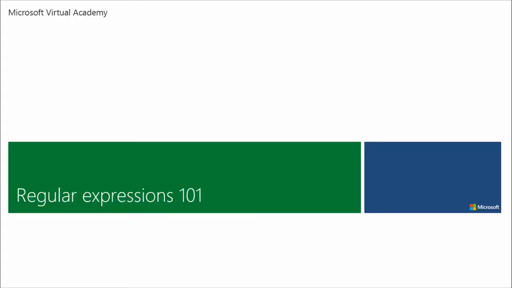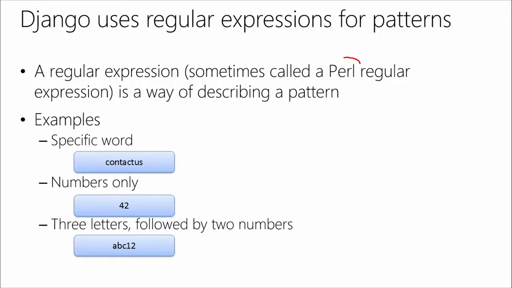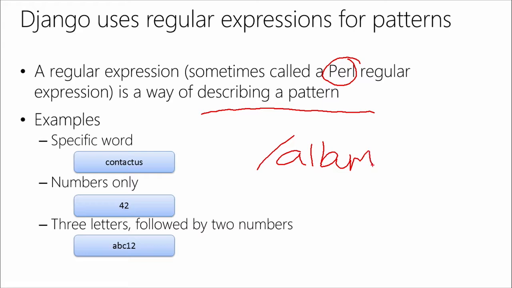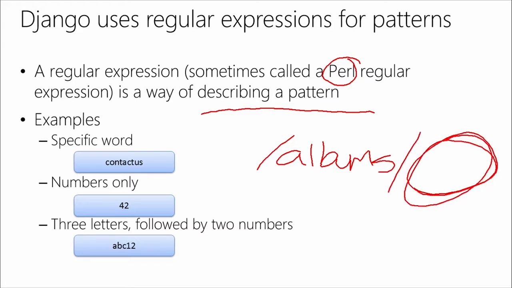Good old root URL conf. So let's go ahead and talk about how we're going to manage those patterns. Patterns are going to be matched up by utilizing regular expressions. If you haven't used regular expressions in a little while, that's what we're now going to introduce. Django uses those regular expressions for those patterns. A regular expression, sometimes known as a Perl regular expression, same thing, is a way of describing a pattern. So we know we're going to have that /albums, / and then something afterwards.